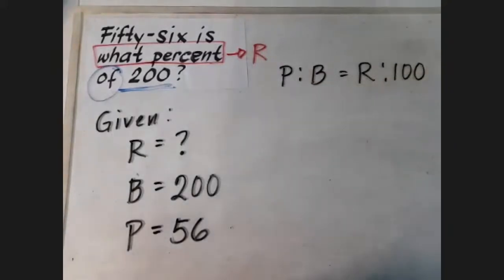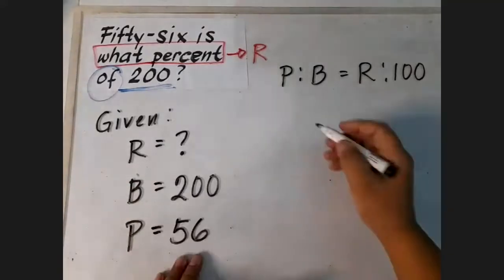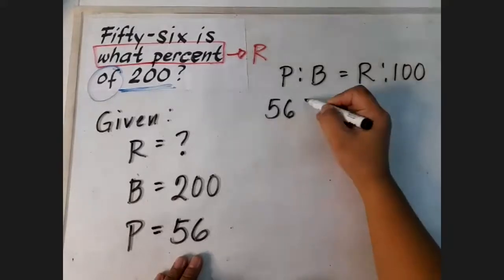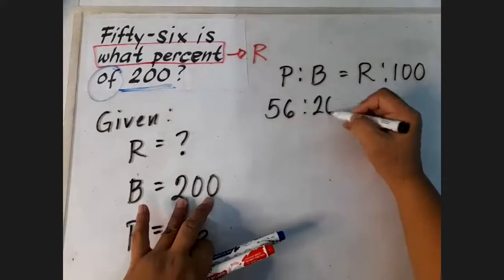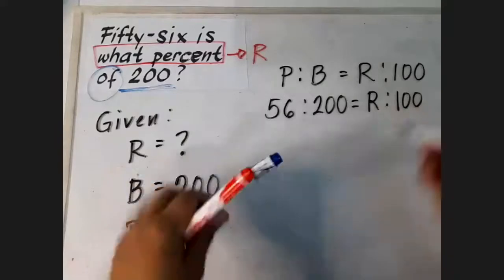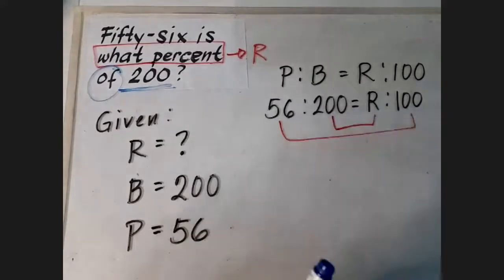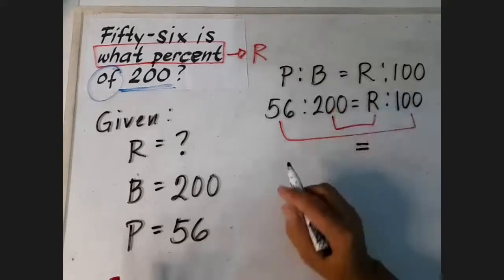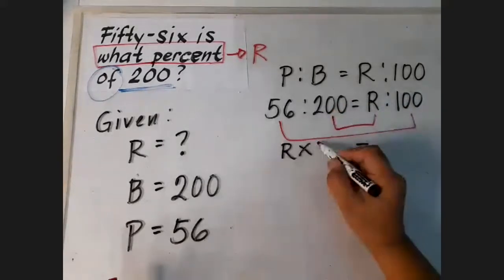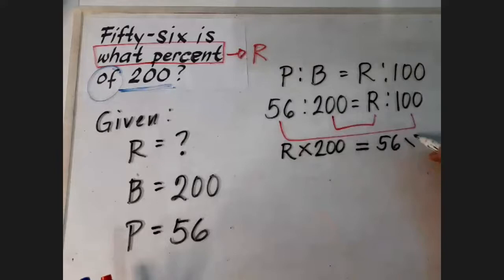Then we substitute the values for R, B, and P. P, 56. B, 200. R is question mark, so it's still R, is to 100. Then we'll have product of the means and product of the extremes. And they should be equal. Now, yung R natin nasa means, so we'll have here R times 200 equals 56 times 100. Okay?